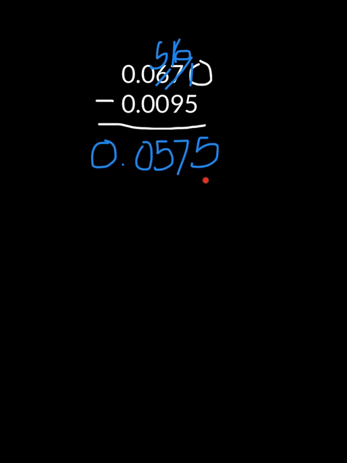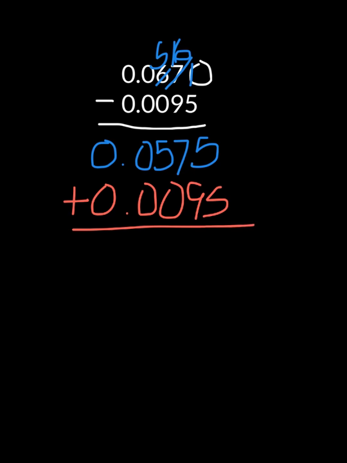In order to check my answer, I will add my answer. So the difference here, I'll add this to the smaller number and make sure that I get this top number. So I'll just do that right below there. And I'll just add 0.0095. 5 plus 5 equals 10. 9 plus 1 plus 7 is 17. Carry the 1. 5 plus 1 is 6. 0 plus 0. And let's check. 0.0670. 0.0670. So my answer checks out.